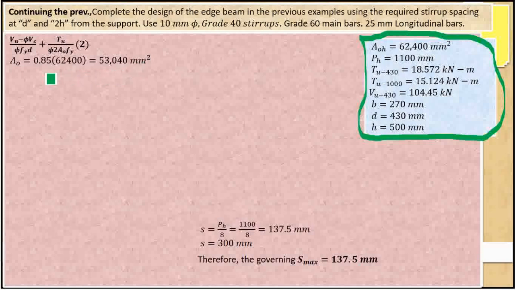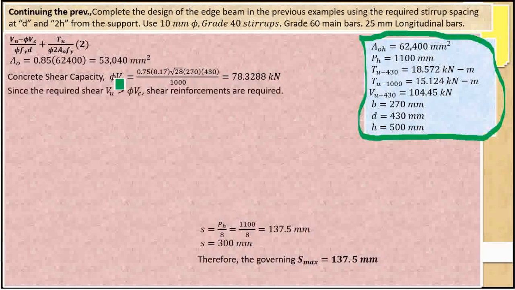So, ngayon, kukunin muna natin yung Vc kasi wala pa tayo nun eh. So, alam natin yung formula ng concrete shear capacity, which is given by this formula. So, phi Vc is equal to 0.75 times 0.17 square root of 28 times 270 times 430, divide natin ng 1,000 para maging kilonewton. Makakuha tayo ng sagot na 78.3288 kilonewtons. Okay? So, kung mapapansin nyo, since yung Vu daw natin is mas malaki doon sa phi Vc, or yung natatanggap na shear ng ating section is mas malaki doon sa phi Vc, therefore, hindi kaya ng concrete alone na i-withstand yung shear na yun. And therefore, kailangan natin na shear reinforcements talaga.